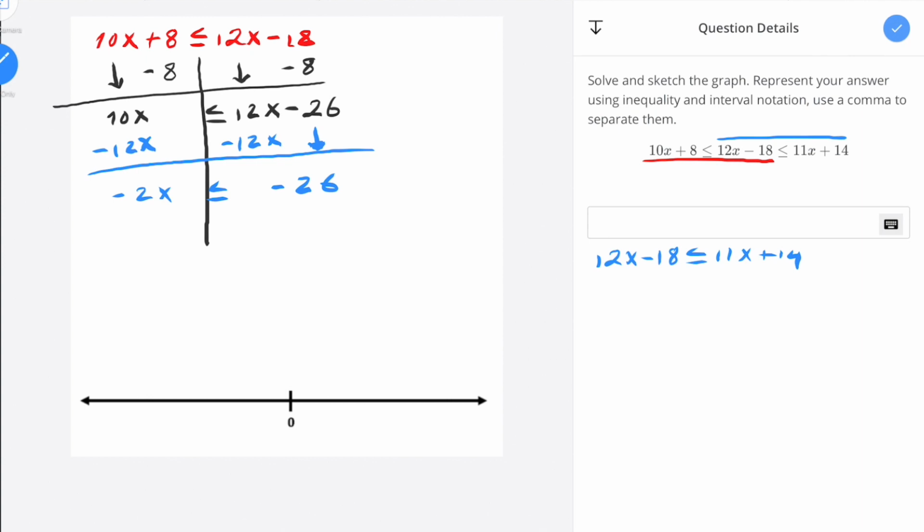Okay, the last step is to divide by the coefficient of x, which is negative 2. Do not include the x on the bottom. If you do that, then this side will cancel out, just the coefficient, the 2. Since we are dividing by a negative value, the inequality flips around. So x is bigger than or equal to 13.